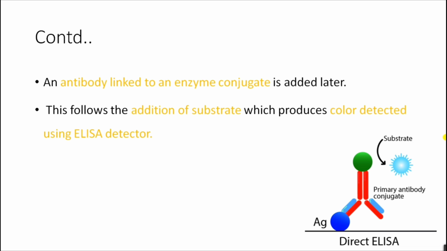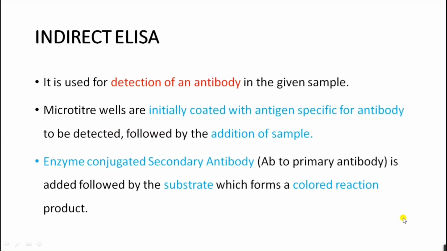As you can see in the picture, this is an antigen of interest which you have in the patient sample, and this is a primary antibody conjugated with an enzyme, and this is a substrate. So your antigen is bound with the antibody with the enzyme, and then the substrate is added. You will get a colored end product.